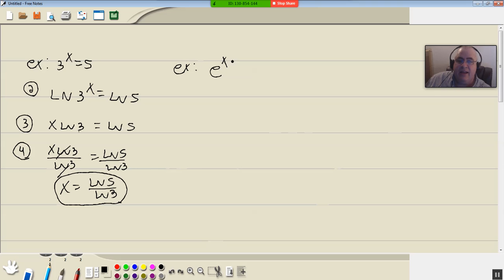Let's say I had e to the x minus 1 is equal to 7. Step 1. Get the part of the variable and the exponent by itself on one side. Well, this is the part of the variable and the exponent. It's got a minus 1 after it. So you can always do the opposite operation to get rid of whatever's there. So this is a subtraction, minus 1, so I can add 1 to both sides. Negative 1 plus 1 cancels. 7 plus 1 is 8.